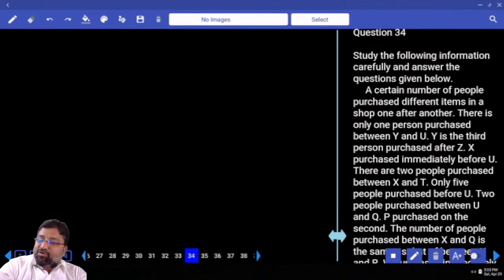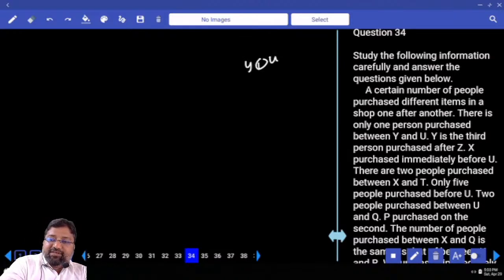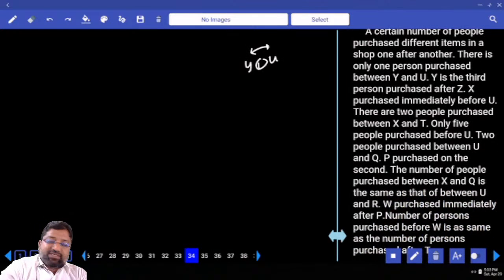A certain number of people purchase different items in a shop one after the other. There is only one person who purchased between Y and U. Only one person between Y and U. Next line. Y is the third person who purchased after Z. After Z, Y is in which position?